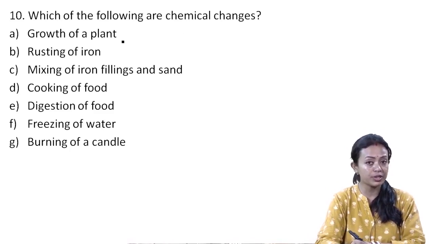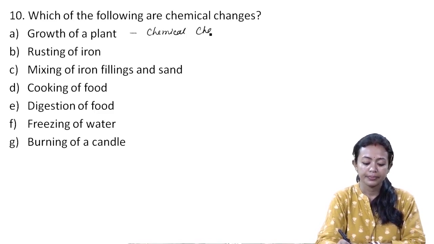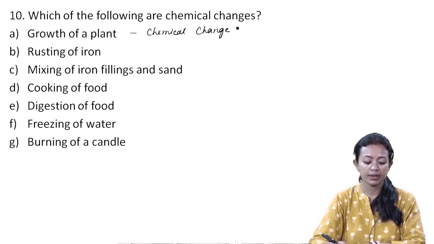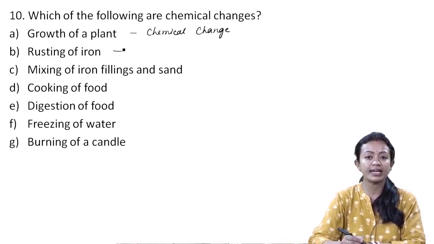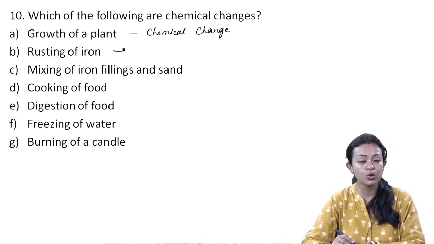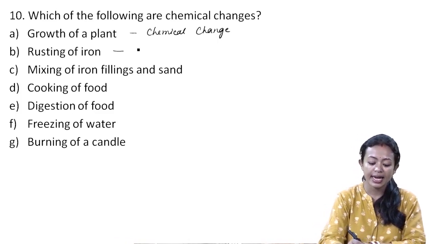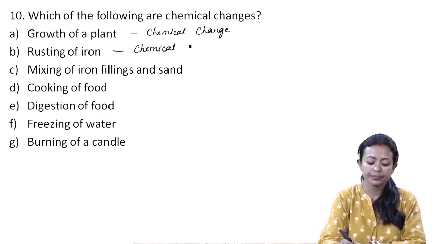So, which of the following are chemical changes? Growth of a plant. What do you think? Is it a chemical or a physical change? Because it is a permanent, irreversible change, thus it is a chemical change. Because growth cannot be reversed. Rusting of iron. Now, when does rusting of iron take place? When iron is left exposed to the atmosphere, in the presence of moisture and oxygen, it forms iron oxide. And this iron oxide, the layer of rust that we call, is a new substance which has no property of iron or water or of oxygen. So, thus it is a chemical change.